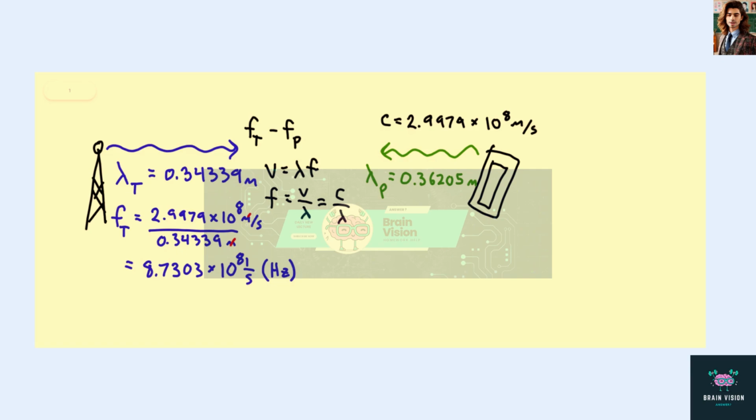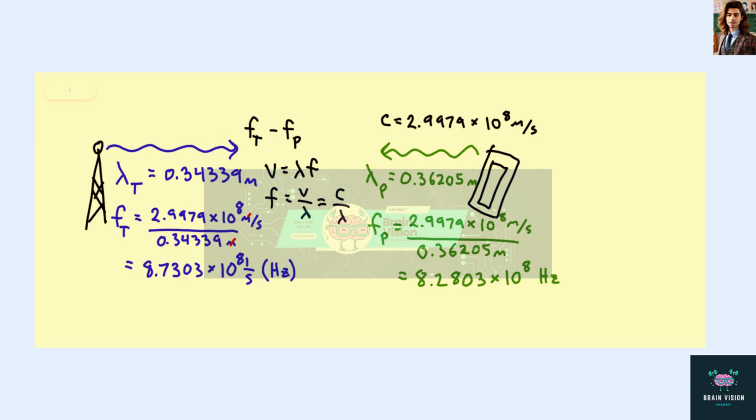And then do the same thing over here for the cell phone. Frequency of the phone is equal to, again, the speed of light. That's the speed that this wave travels at. And then we'll divide by the wavelength that they've given us for the cell phone, 0.36205 meters. Plug that into your calculator, 8.2803 times 10 to the 8, and again, units of hertz.